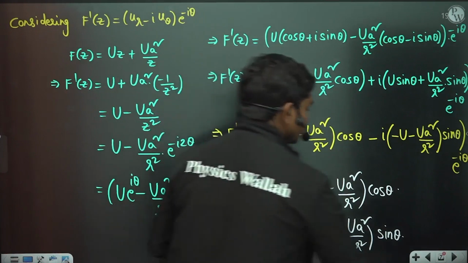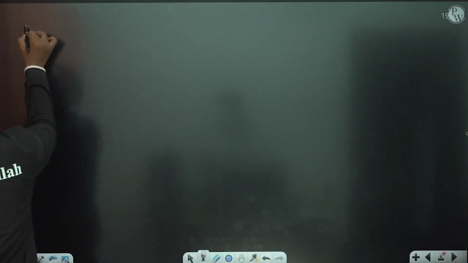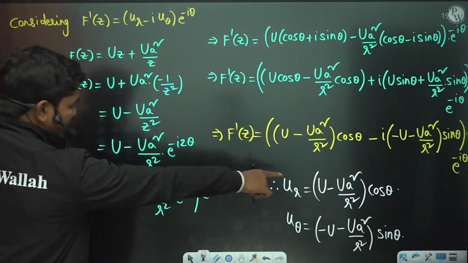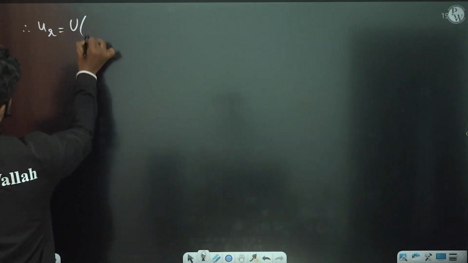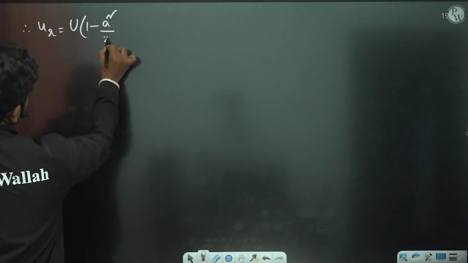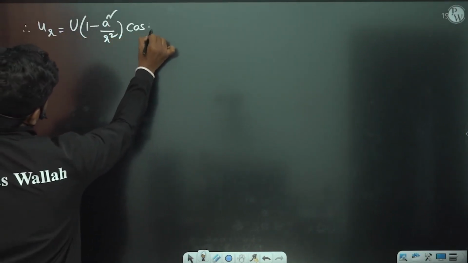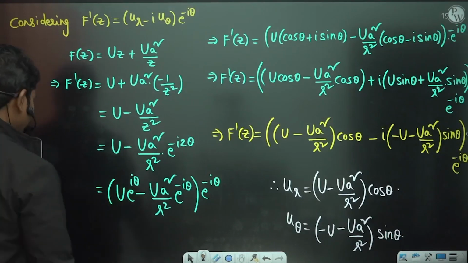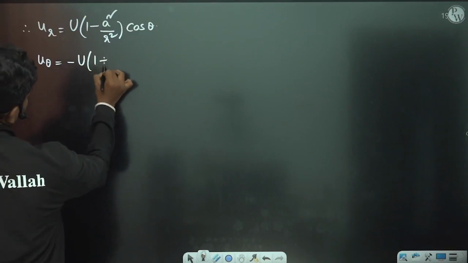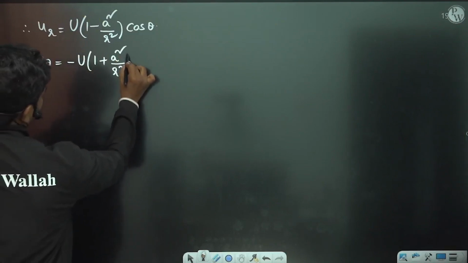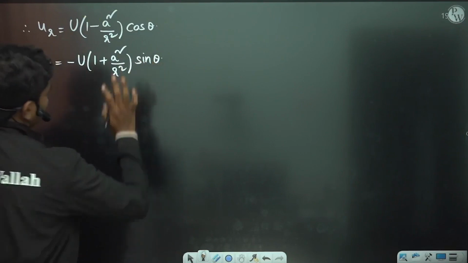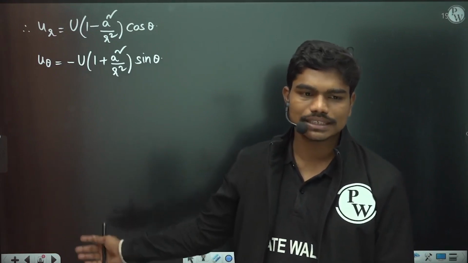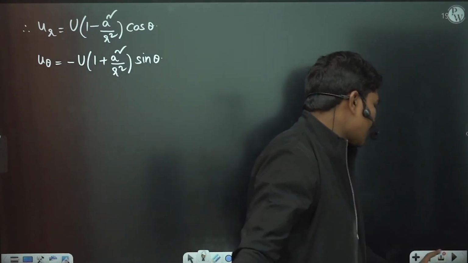Now if you write them, u r is equal to, if you take u out from the total term, u times 1 minus a square by r square times cos theta, and u theta is equal to minus u, if you take out minus u, 1 plus a square by r square times sin theta. Correct? So these are the terms of velocity at any given location. Clear? Okay, now very simple analysis.